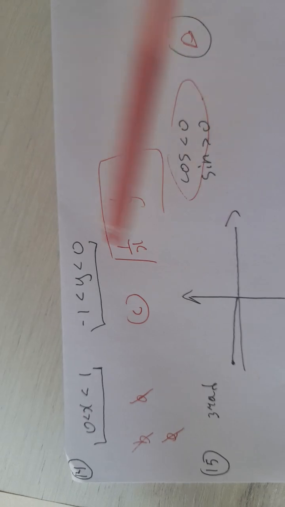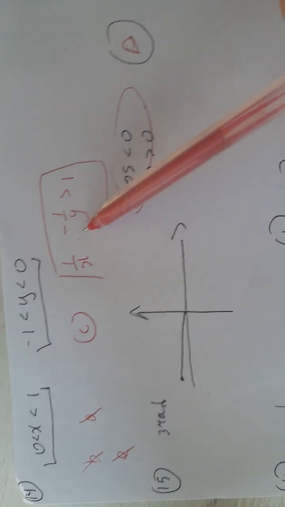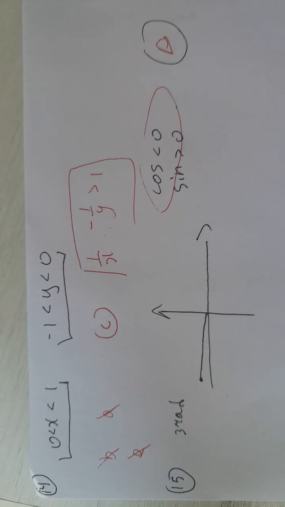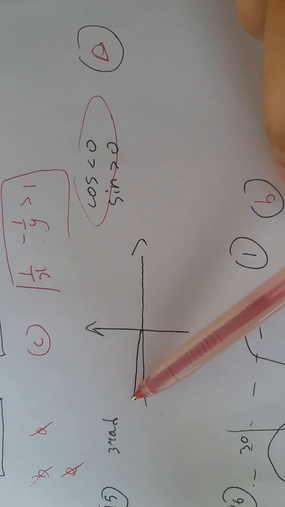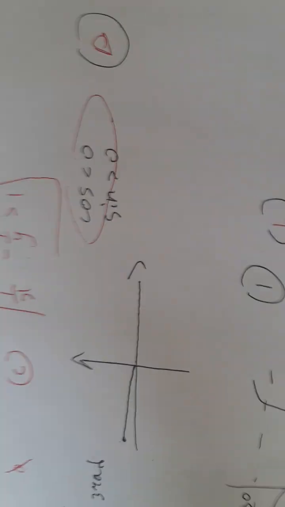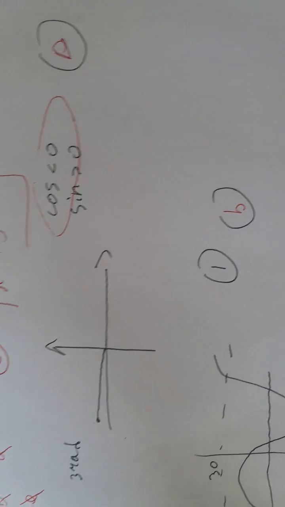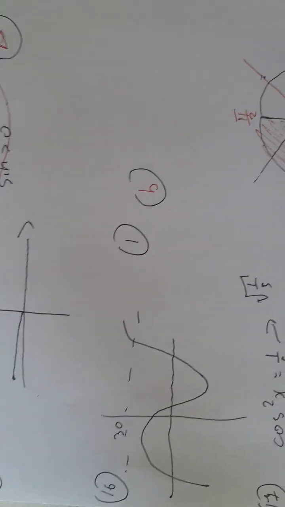The 14th question says that we have this and this. So only in this case it can be higher than 1. 3 radians is this, a bit smaller than 180. So in this part, the cosine of alpha is smaller than 0. That's why the correct answer is D.